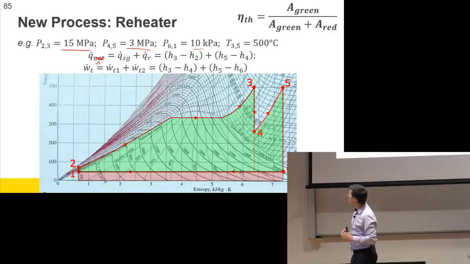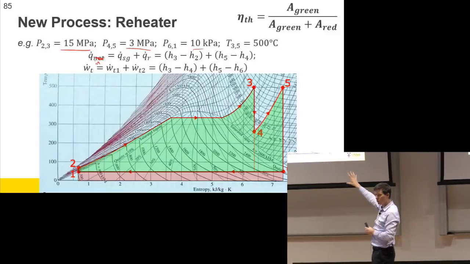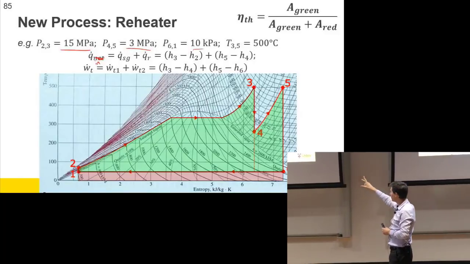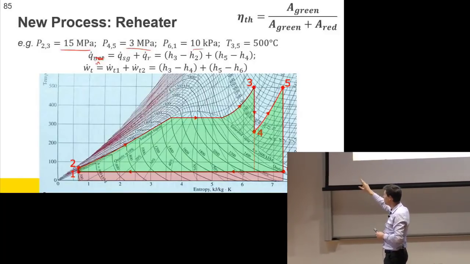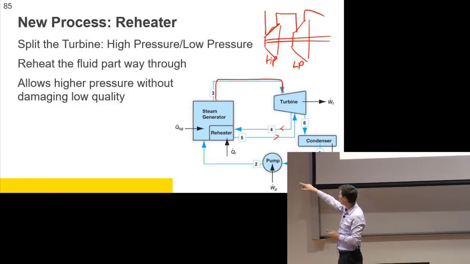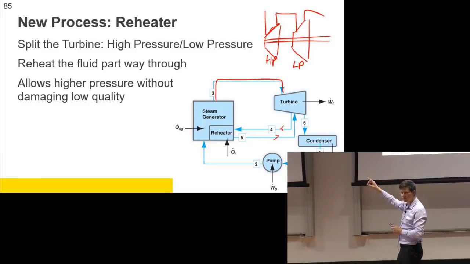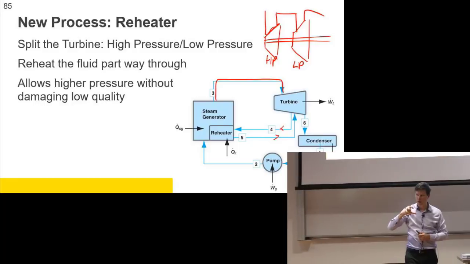And so the work from our turbine is the work from turbine 1 plus the work from turbine 2, which is the enthalpy change from 3 to 4 plus the enthalpy change from 5 to 6. So again, going back, from 3 to 4 is your high pressure turbine and from 5 to 6 is your low pressure turbine. So it's something we can do. We added a component, we added two state points.